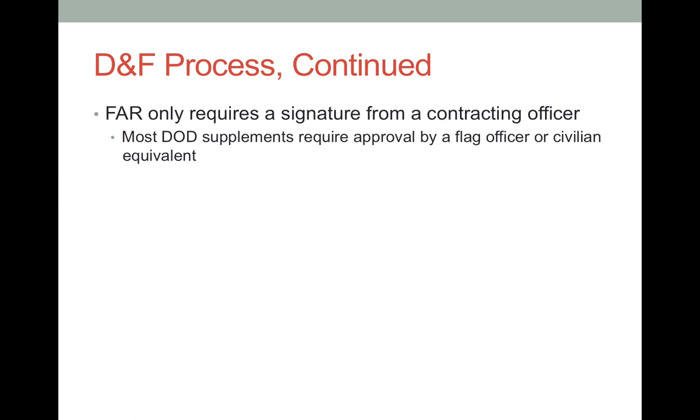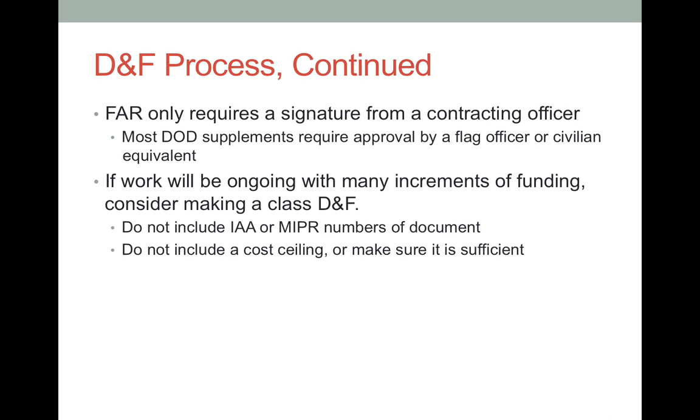The DNF sent to the DOE must be signed. The FAR only requires a signature from a contracting officer. However, many agency supplements pull this authority away from the CO. Almost all of DoD requires flag officers or their civilian equivalents to sign, for example. DOE will not verify authority, and the requesting agency is responsible for following their own regulations. Because of these high-level approval requirements, DNFs can sometimes be very hard to execute.